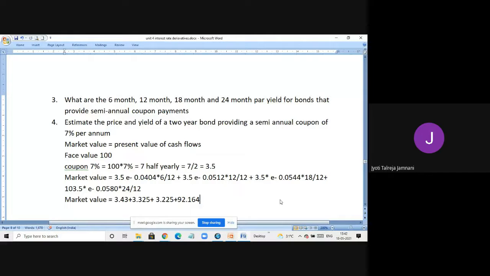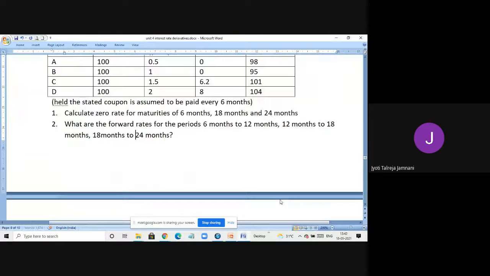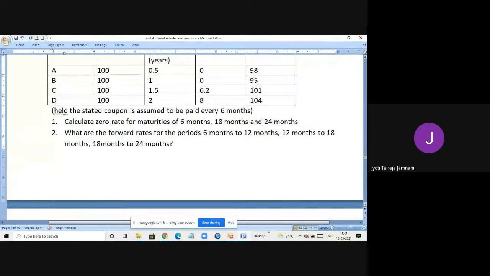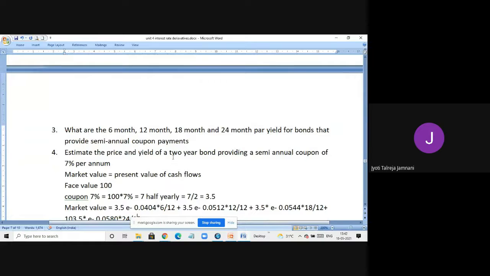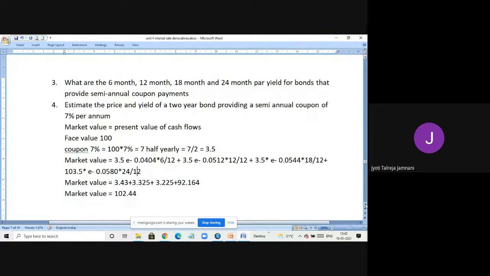If you add all this, all the four interest payments plus the principal at the end, the market value of a 2-year bond whose coupon is 7% is equal to 102.44. And if you see here, it was 104 because the coupon was 8% here, $8. So the market value was 104. Now in this last question, they have told you to find the price again, but by taking 7% interest. So if I take 7% interest and solve, the same bond's value will be 102.44 because the interest is less here. There it was $8, here it is $7.